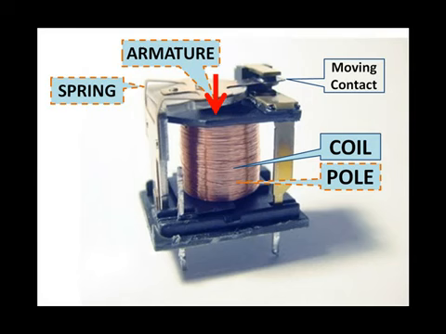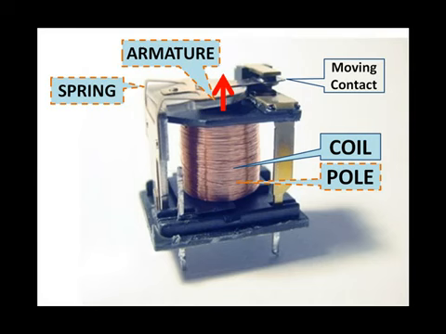When the circuit containing the coil is opened and the coil de-energized, that is turned off, the magnetic field collapses and the spring tension is now the dominant force, and the armature and the moving contacts attached to it move away from the pole piece.